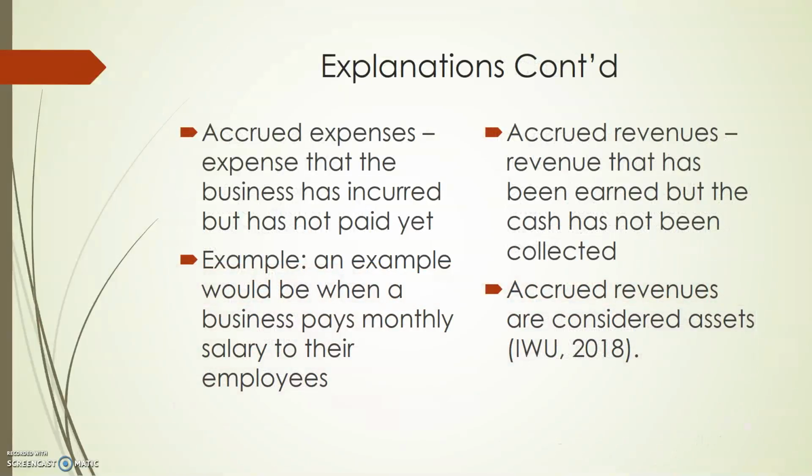Now, the next type of adjusting entry is accrued expenses. These are expenses that the business has incurred but not paid yet. An example of that would be when a business pays a monthly salary to their employees. So if a company agrees to pay a person $4,000 a month, then that person bi-weekly will get $2,000. And people usually work before they get paid, so that's how that works.